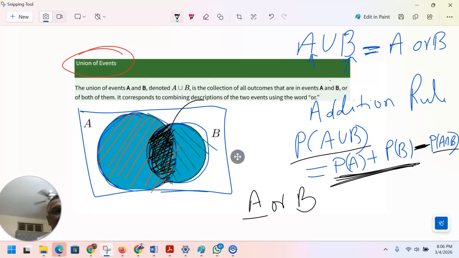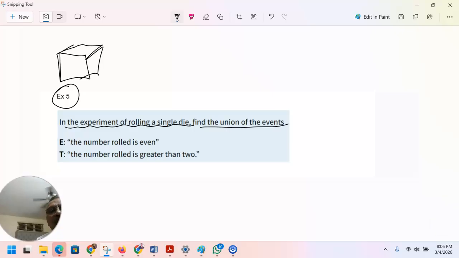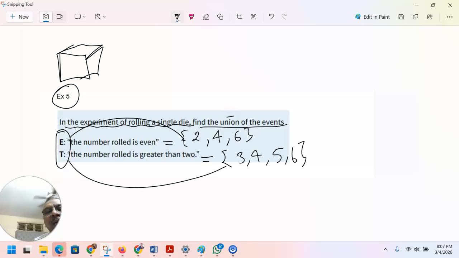So we'll take a problem directly, and that is example number 5. In an experiment rolling a single die, find the union of events. There are two events here, E and T. What is E? It is 2, 4, and 6. This is the event E. And T is greater than 2. We did this problem earlier, but I'm writing it again: 4, 5, 6. This time the question is to find the union of this.